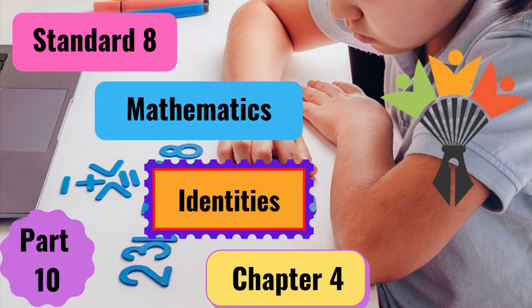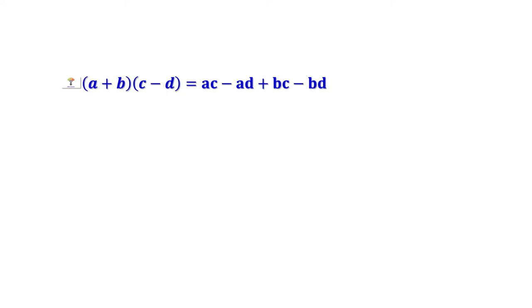Welcome to Maths Companion. Let us recall what we have learned in the last video. We have learned the identity (a + b) × (c − d) = ac − ad + bc − bd. There was a homework. Let us do it now.